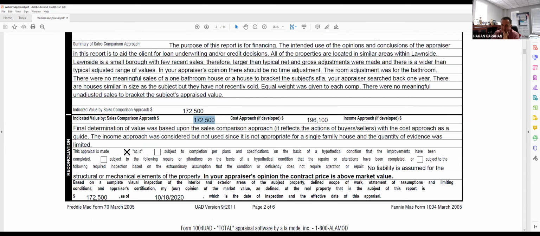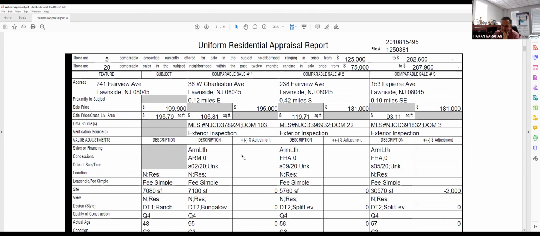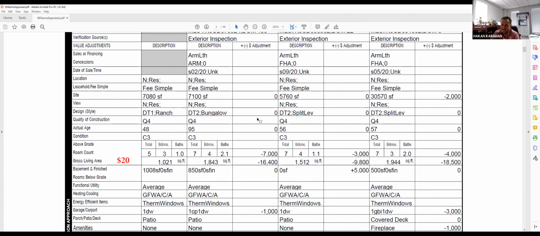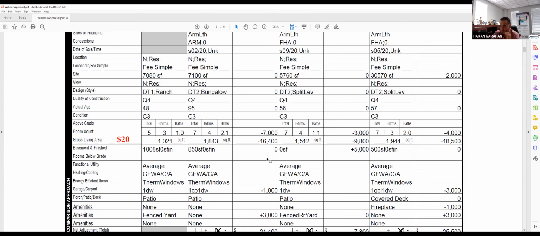172.5. So the property is under appraised here. And here's the sale price. Now, let's analyze if this property really should be appraised at 199 versus 171. So the square footage is larger. So these numbers are correct. This is correct, and that's correct.